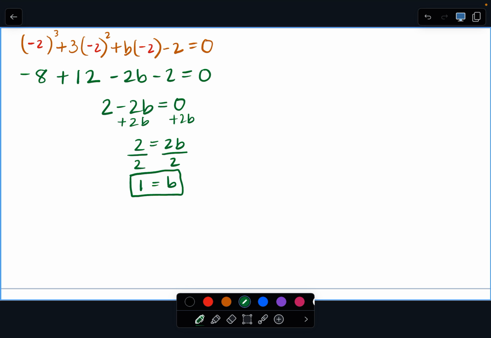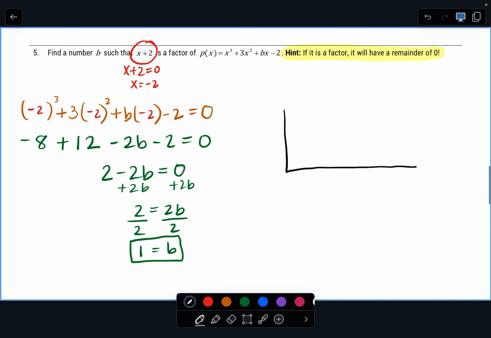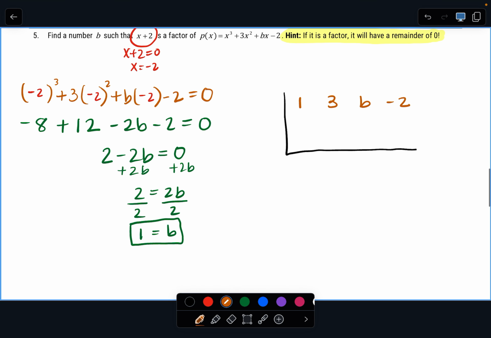Okay, I need you for 2 more minutes, and then we'll work on practice. We're going to try this with synthetic division. Again, I don't care which method you use. So let's set this up with synthetic. We know that in the polynomial, in the dividend, we have the numbers 1, 3, b, negative 2. The outside number is the same thing that we would be plugging in using the remainder theorem. So that's negative 2. So I'm going to put that on the outside.